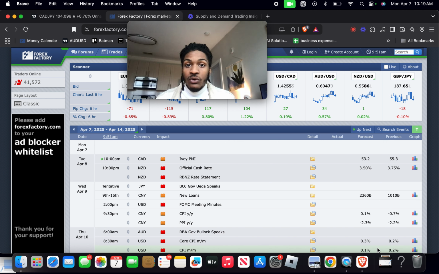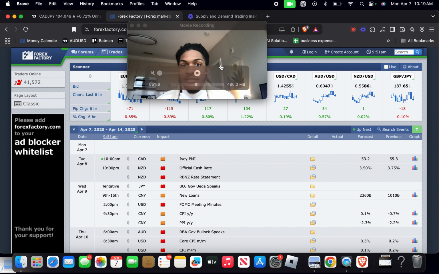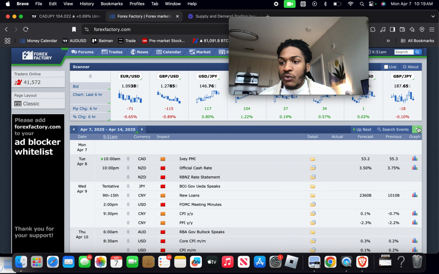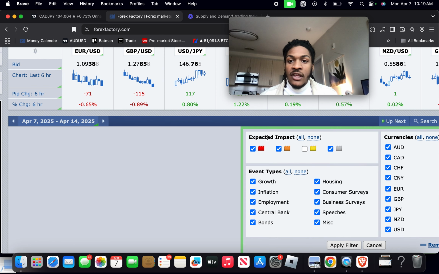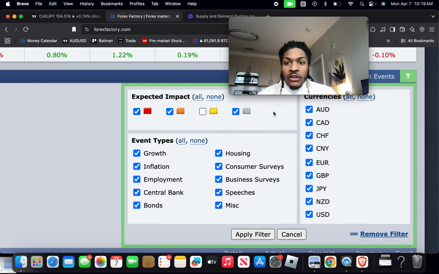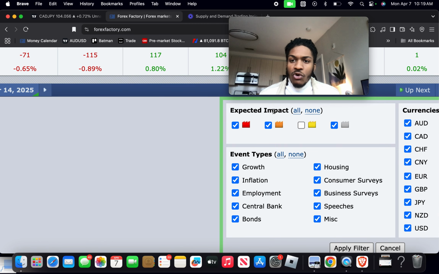Now, to even know those supply and demand zones are going to exist, we come to our money calendar, which is forexfactory.com, and we go on the right side of the screen and we click the green icon. Now when we click the green icon, it's going to show this. So you're going to see expected impact. Think of this as temperature. Orange is warm, red is hot.